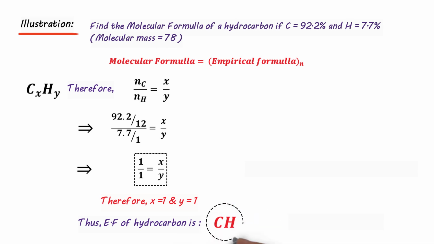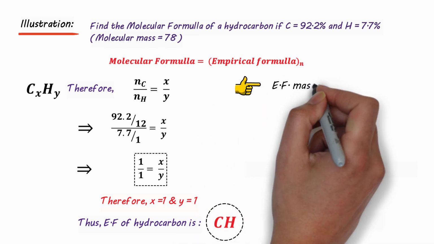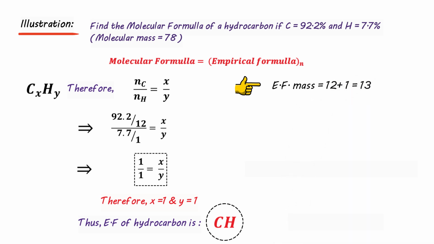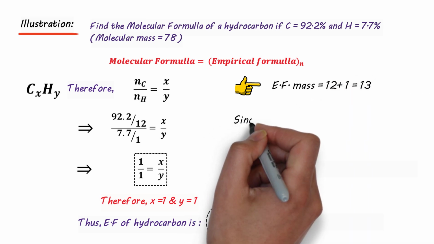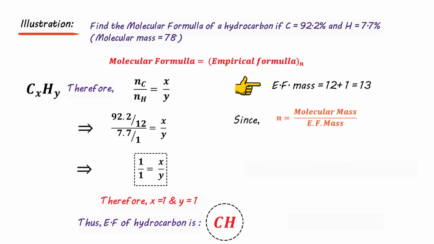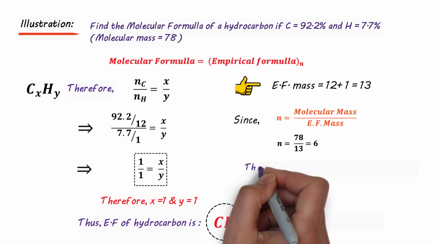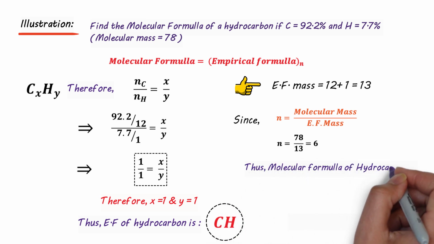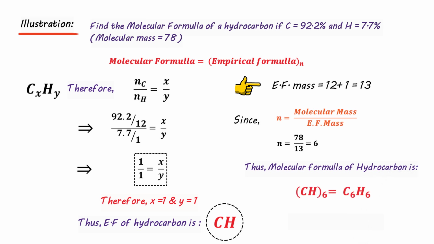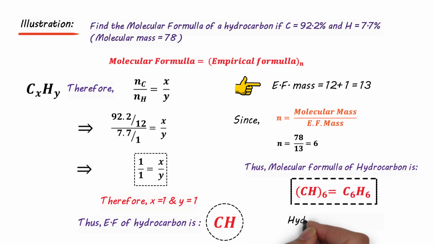Now, from this empirical formula, you can calculate the empirical formula mass, that's equal to 12 plus 1, that will be 13. Since n is equal to molecular mass divided by empirical formula mass, and molecular mass is already given, that's 78, and the empirical formula mass you calculated from the empirical formula comes to be 13, we will get the value of n as 6. Thus, the molecular formula of the hydrocarbon is (CH) whole 6, that will be equal to C6H6, which means the hydrocarbon was none other than benzene. I hope you understand it.